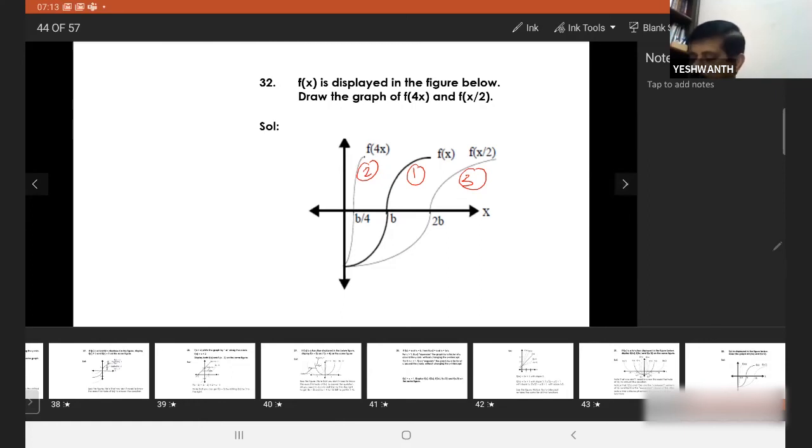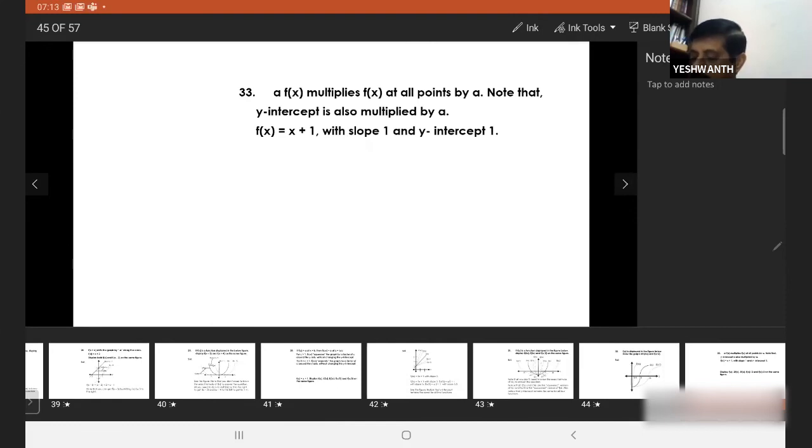Right, children, let us go to the next question. a f(x) multiplies f(x) at all points by a. Okay, a times f(x). Note that the y-intercept is also multiplied by a.